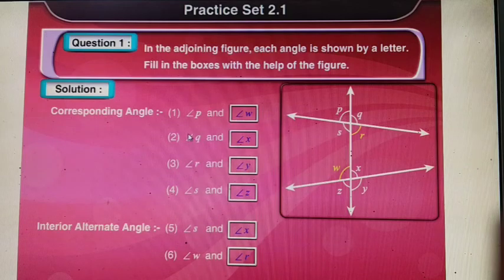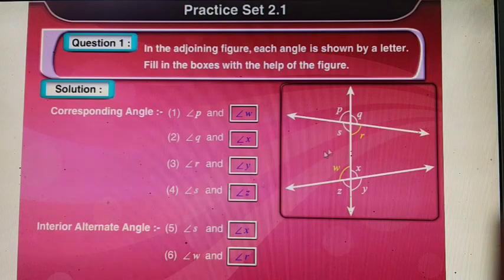Second is angle Q. Angle Q is here. We will skip angle R and it will be congruent to angle X. Q and X will be corresponding angles. Third is angle R. Where is angle R? Here. If I skip this angle X, then R and Y will be corresponding angles. So the answer will be angle Y.